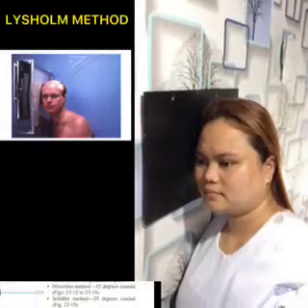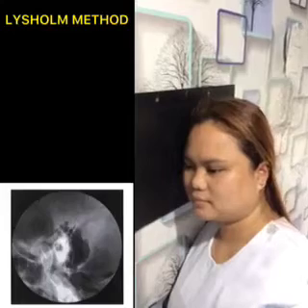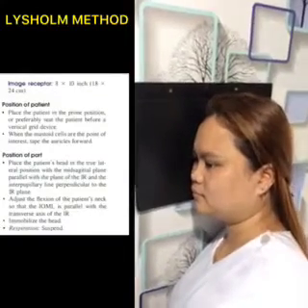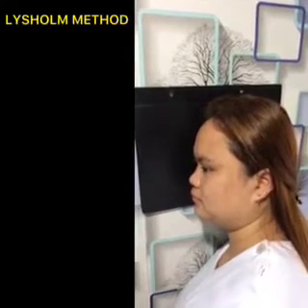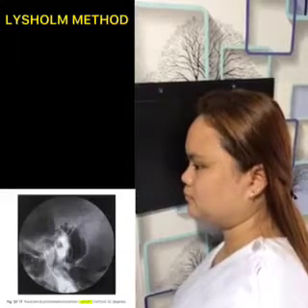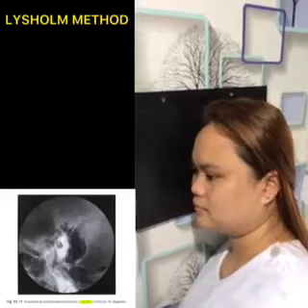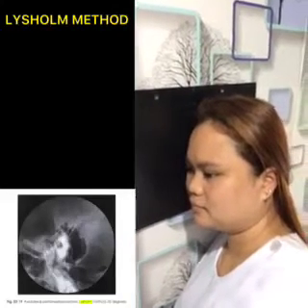Next, we have the Lysholm method. The Lysholm 35-degree method, sometimes referred to as the Runström II method, demonstrates the mastoid cells, mastoid antrum, external acoustic meatus, labyrinthine area, and carotid canal, shown in figure 23-19.